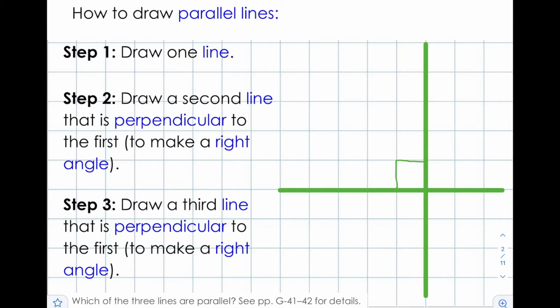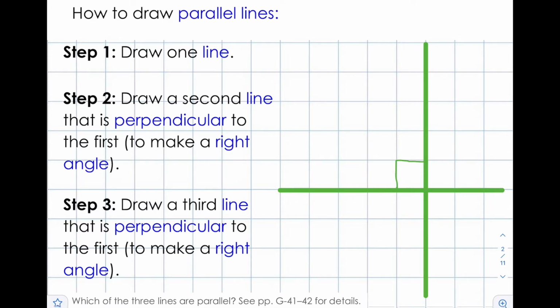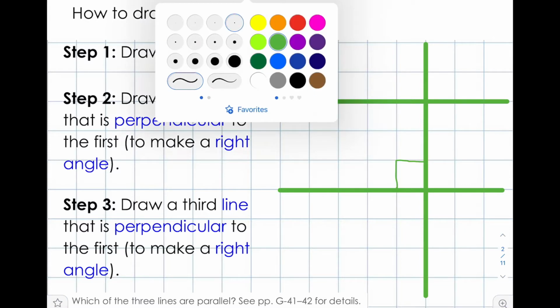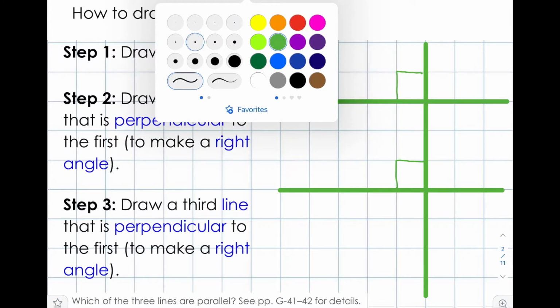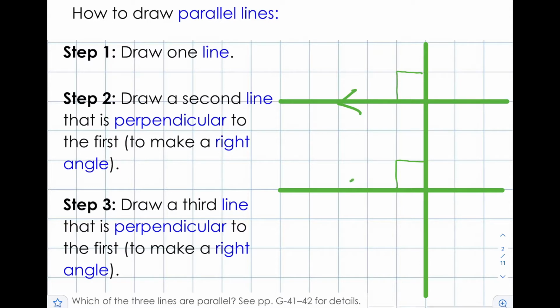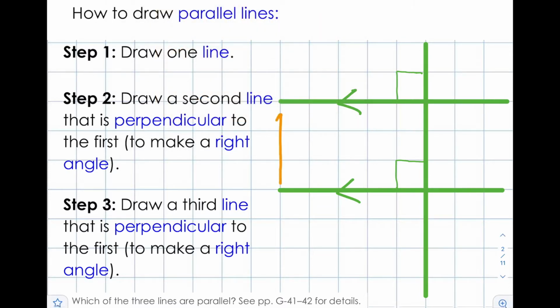Whenever you have one line that is vertical and one line that is horizontal, they will always be perpendicular to each other. And step 3, draw a line that is perpendicular to the first to make another right angle. So there's another perpendicular line to the first. And now I have two parallel lines. This line and this line are parallel. These are two horizontal lines. Remember, parallel is like railroad tracks. They're always the same distance apart. So if we measure at this end, they are 3 units apart. And if we measure at the other end, they are also 3 units apart.